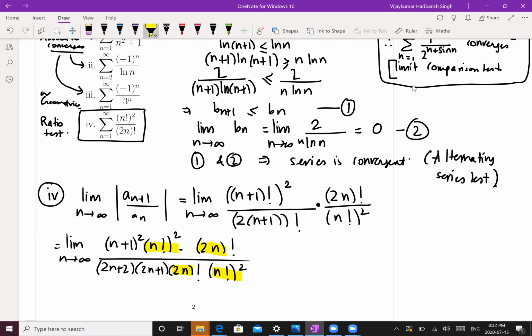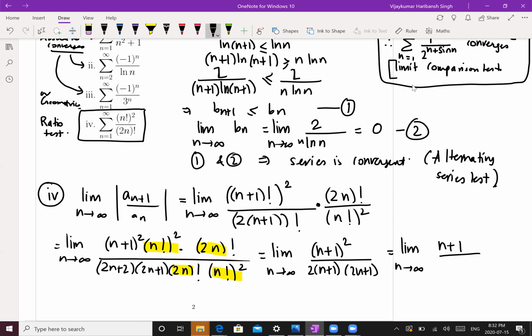what are we left with? We have the limit as n goes to infinity of (n+1) squared divided by 2 times (n+1) times (2n+1). If I simplify that further, I get the limit as n goes to infinity of (n+1) divided by 2 times (2n+1), which is going to be 1/4, which is less than 1.